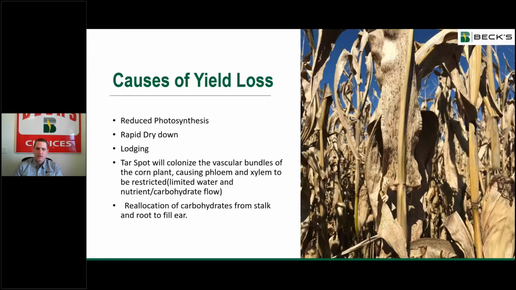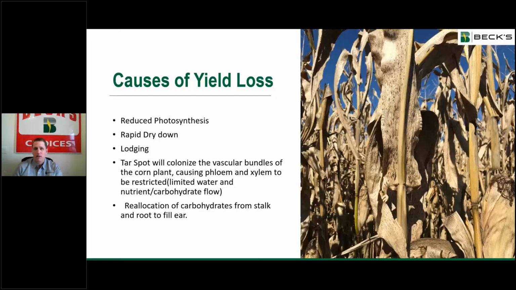The other thing with tar spot is it causes that plant not to be able to remobilize as efficiently. It colonizes the vascular bundles in the plant, and that's going to limit water flow and nutrient carbohydrate movement throughout the plant. So it does a lot of things. It's a very aggressive disease. So that's where we start to see those yield loss.